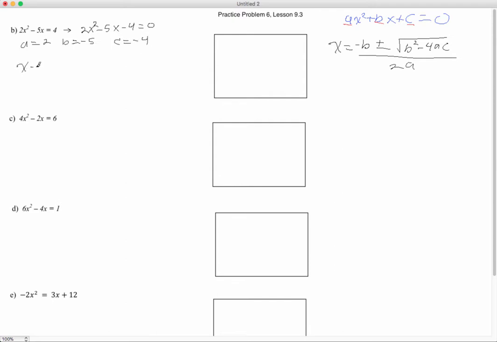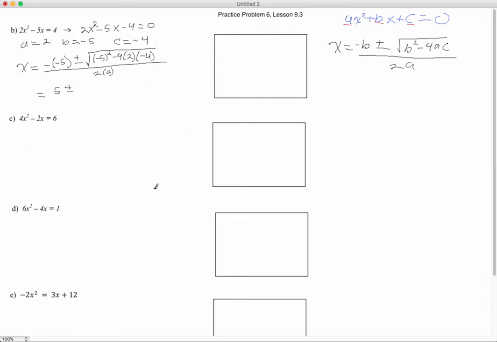So that means that x is equal to the opposite of b, which is the opposite of negative 5, plus or minus the square root of b squared, which is going to be negative 5 squared, minus 4 times a, which was 2, times c, which is negative 4, all of that over 2 times a, all right? Okay, so that's going to give us 5 plus or minus, notice negative and negative gave us a positive.